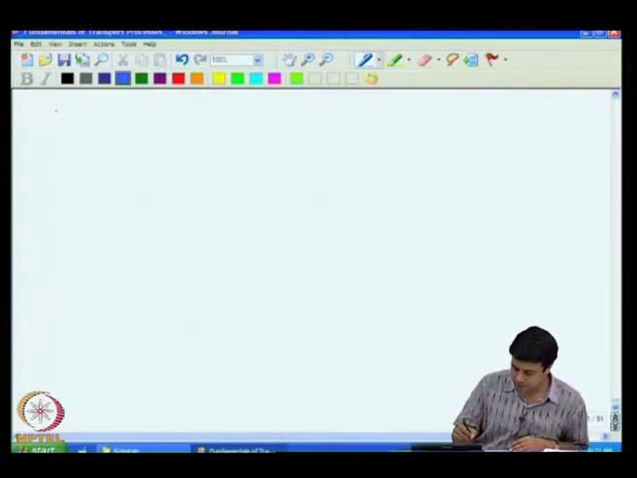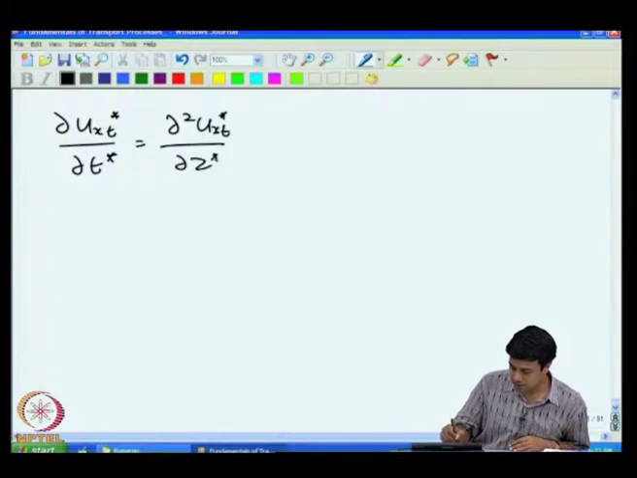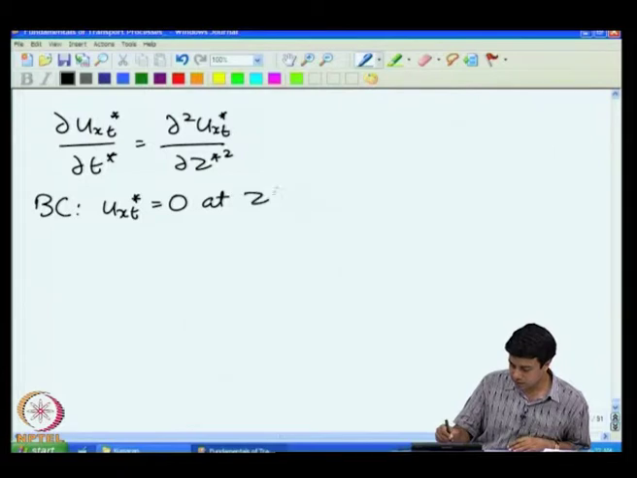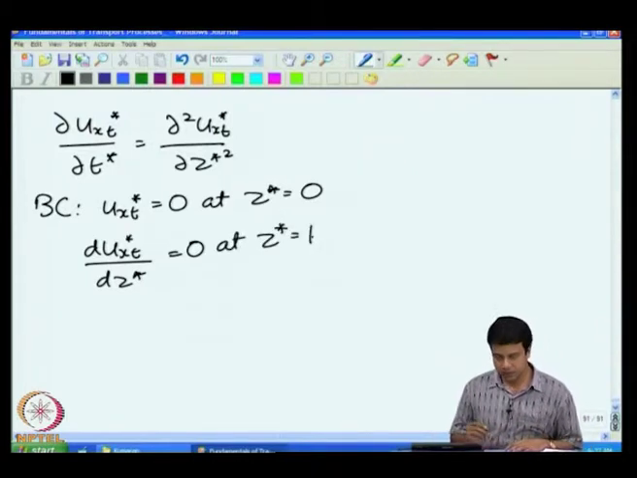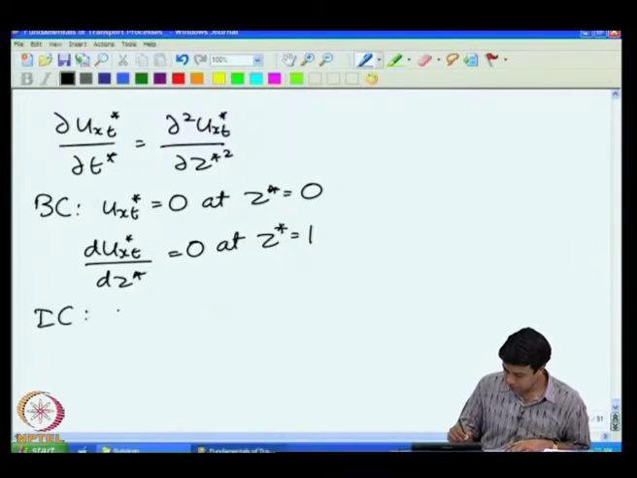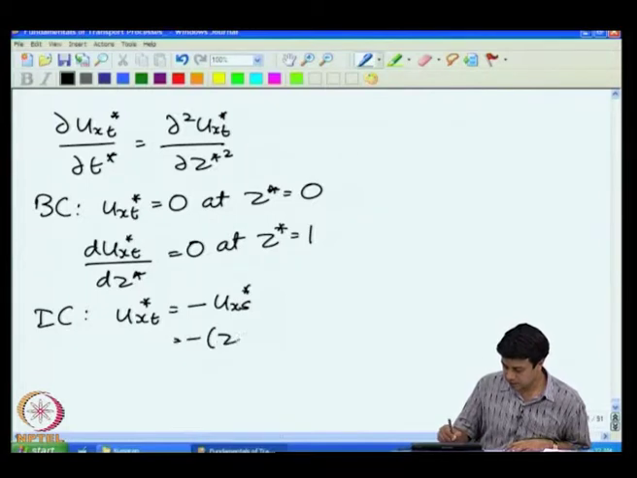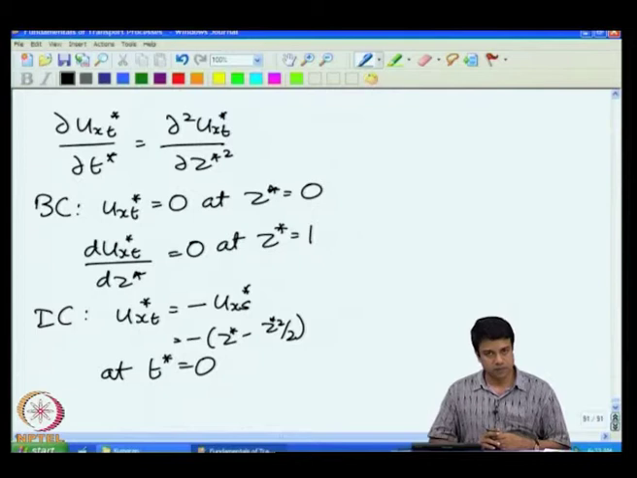Okay. So, to summarize, the equation for the transient part is dux transient by dt is equal to d square ux transient by dz square. The boundary conditions are ux transient is equal to 0 at z is equal to 0, and the derivative of ux transient is 0 at z star is equal to 1. And the initial condition was ux transient is equal to minus ux steady is equal to minus of z minus z square by 2, at t equal to 0. Okay, so we have to solve this equation with these initial and boundary conditions.